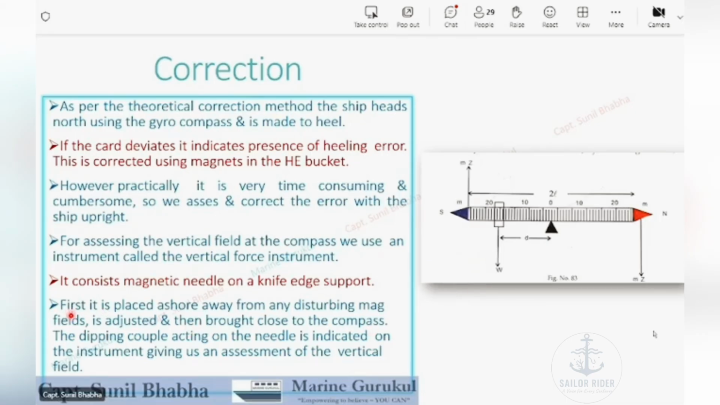So the same thing is mentioned here. First, the VFI is placed ashore, away from any disturbing magnetic field. It is adjusted or balanced. That means the needle is made horizontal by counteracting the magnetic field with the weight. And then it is brought close to the compass, or brought to the compass location. The dipping couple acting on the needle is indicated on the instrument, giving us an assessment of the vertical field, which is corrected using the heeling error magnets.